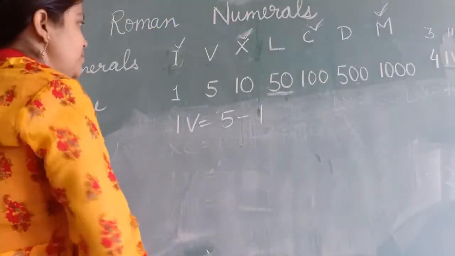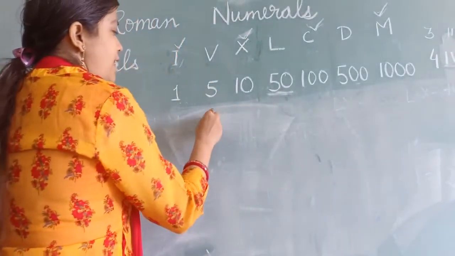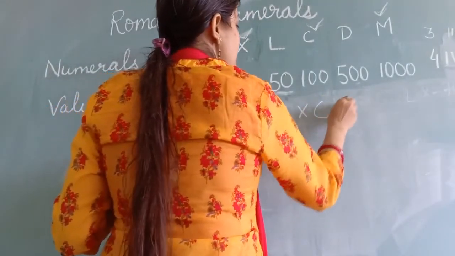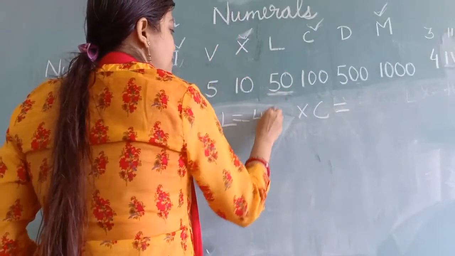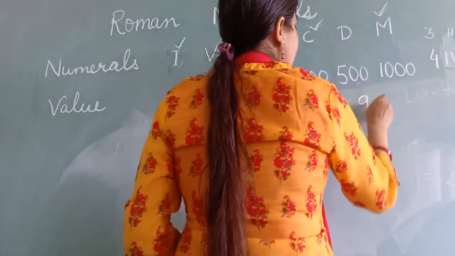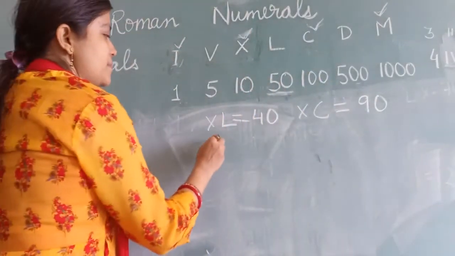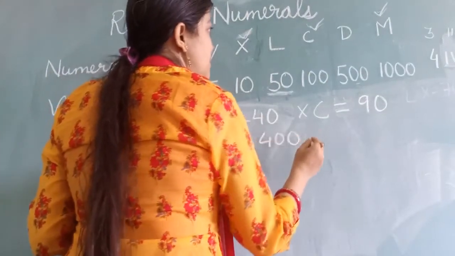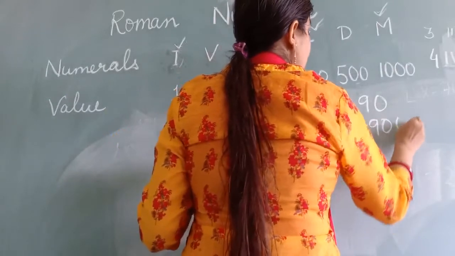Here I am showing you in the example that X can be subtracted from L and C. You can see here it is 40 and here it is 90. C can be subtracted from D and M. CD will be 400 and CM will be 900.